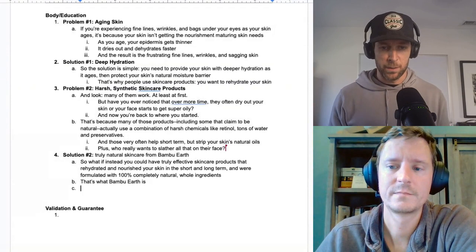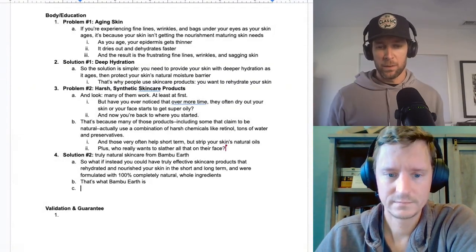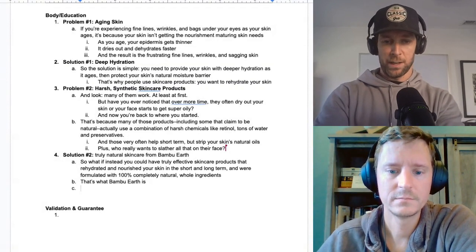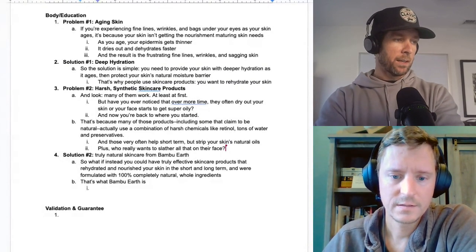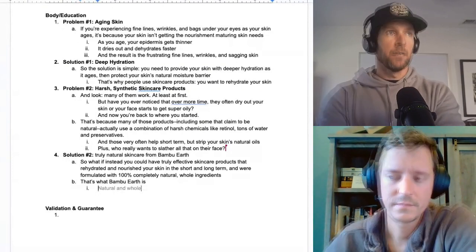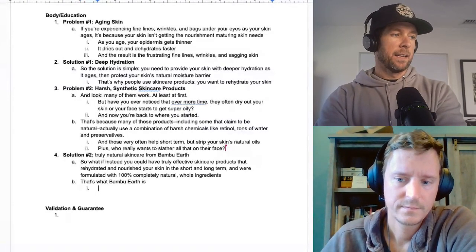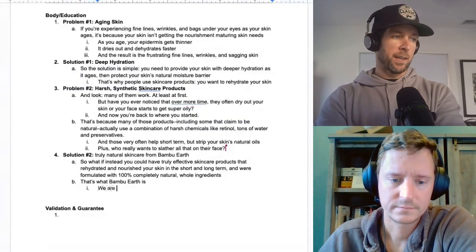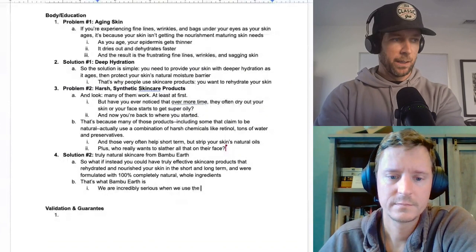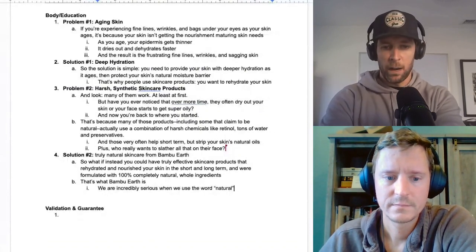We talked about this a little earlier in the notes I put at the top of this page, but I think we have to unpack what we mean by natural and whole that is different from others. Somewhere in here, and this may not be where it eventually lands, something like: we are incredibly serious when we use the word natural. So here's what we mean by that. How would you unpack that?